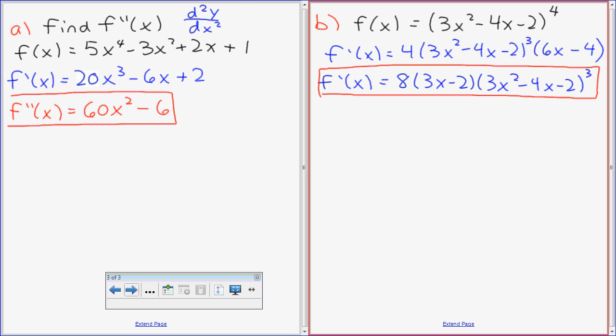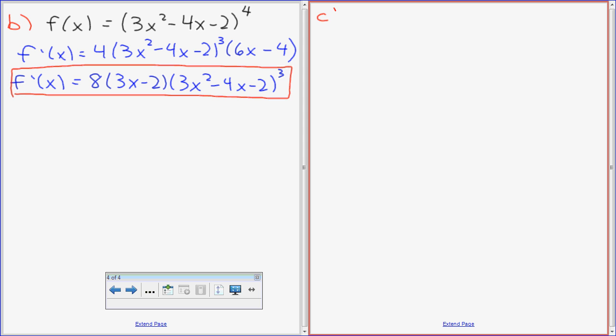All right, letter C. I'm going to go to a whole new board for this one. And please put a star beside this one because this is the crux of today's lesson. And a heart? You can put a heart if you want to as well. So f of x equals (2x minus 3) squared times (3x minus 4) to the fourth.